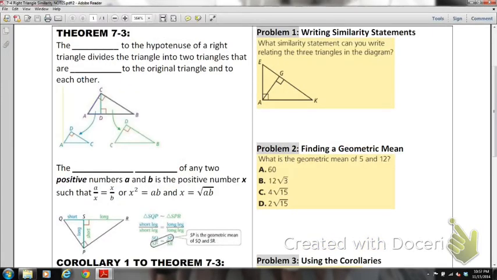In problem 1, you're supposed to write the similarity statement relating the 3 triangles in the diagram. Of course, the first triangle we're going to name is the large triangle, and we'll call it EAK. And so we need to set up a similarity statement with the 2 triangles that it divides the large triangle into.